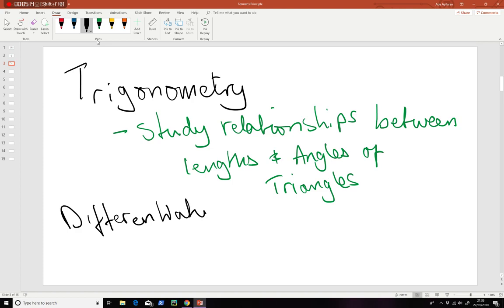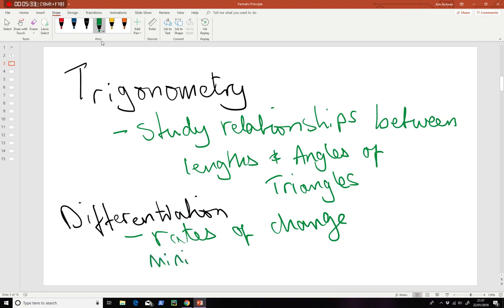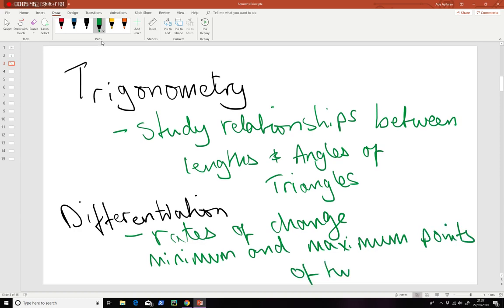In particular, we are going to be using differentiation. And differentiation is used to find rates of change. And it is also used to find minimum and maximum points of functions. Let me just complete that, of functions. Okay.